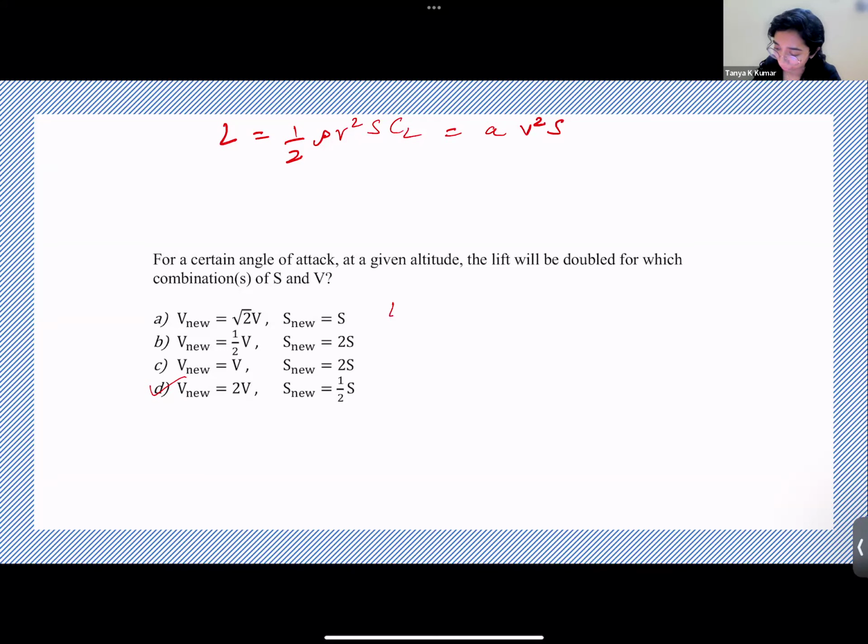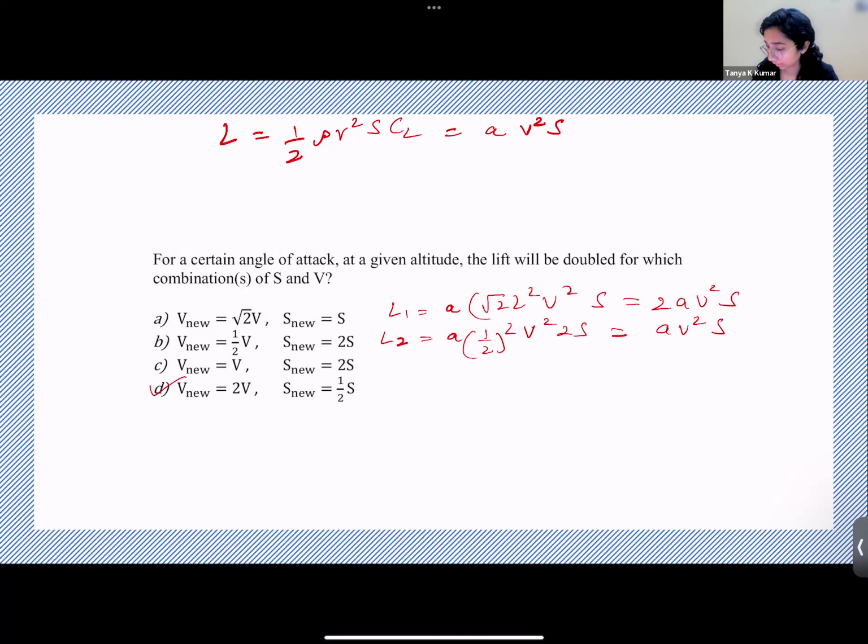So let's just do it for the first case. L1 is A, and you have root 2 square V square S. What is the value? 2A V square S. For second lift, you have A half square V square and 2S. What is the quantity here? You have A V square S, correct?